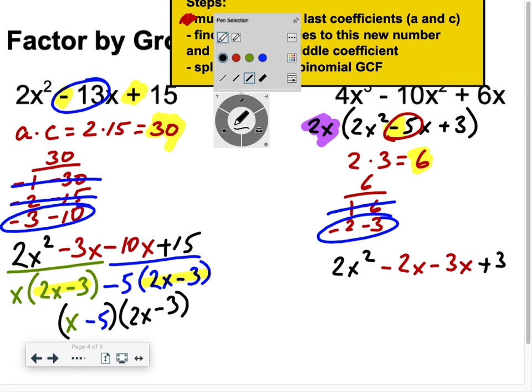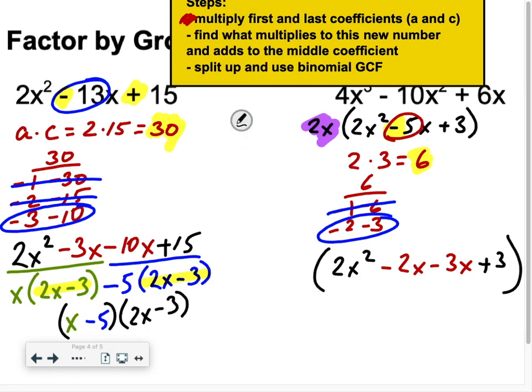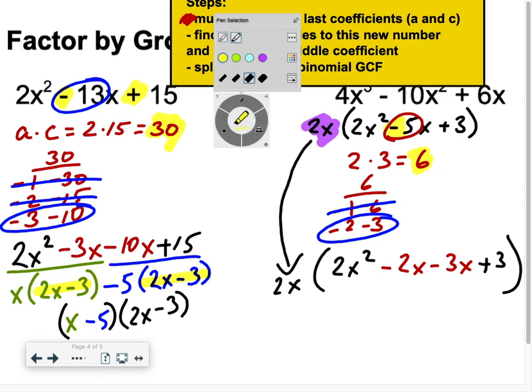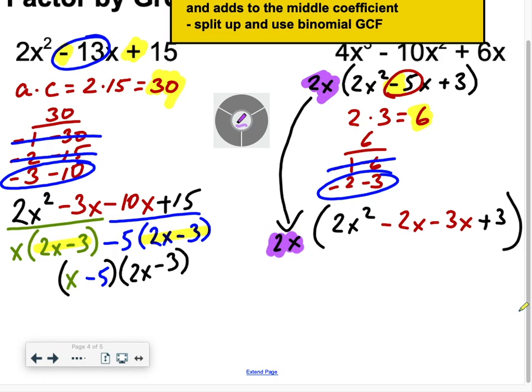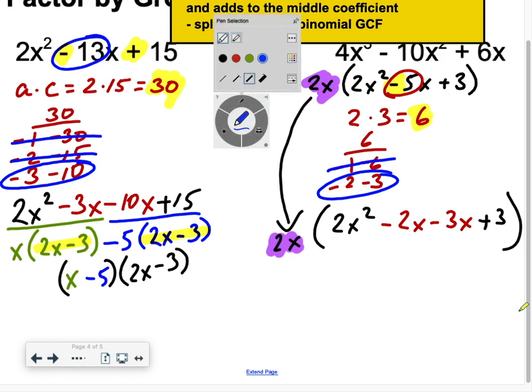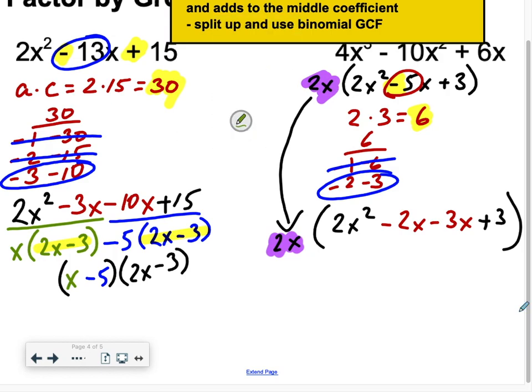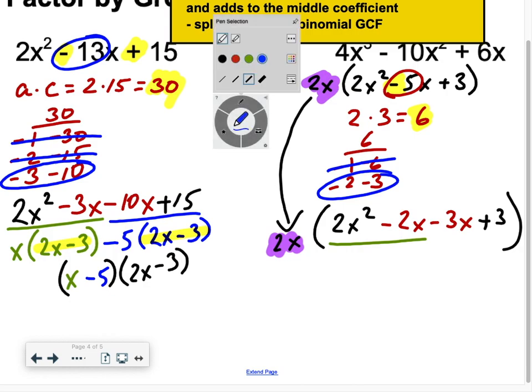Don't forget, we need to bring this 2x down. It has to stick around for the ride. It's really easy to forget. Don't forget it. Let's get a bit more room here. Now we're just going to do the same factoring we've done before. GCF of those two. GCF of those two. They don't have the same sign, so we're going to need to use that.